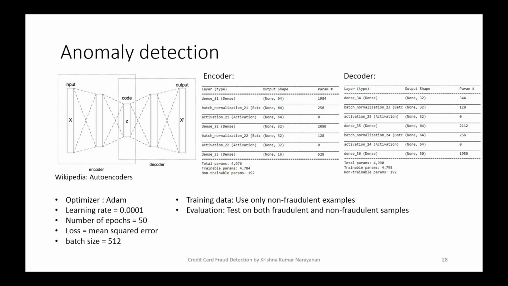Finally, to complete, I did an anomaly detection using Keras. So I have the encoder and the decoder summary here. The encoder has 64 nodes in the first layer, followed by 32, to an encoding code of 16. And the decoder takes the 16-dimensional vector as input through a 32 node layer, followed by a 64 node layer, to give an output of 30, which is exactly like the input features. As the loss, I used mean squared error, and the training is performed only on non-fraudulent examples because the anomalies are the fraudulent examples and we want to test it. The evaluation is done on both fraudulent and non-fraudulent samples.